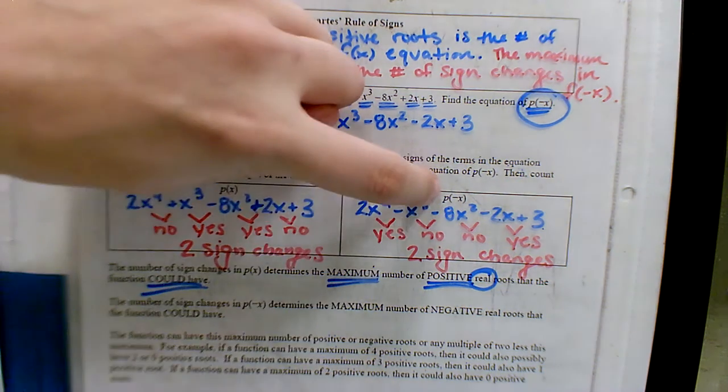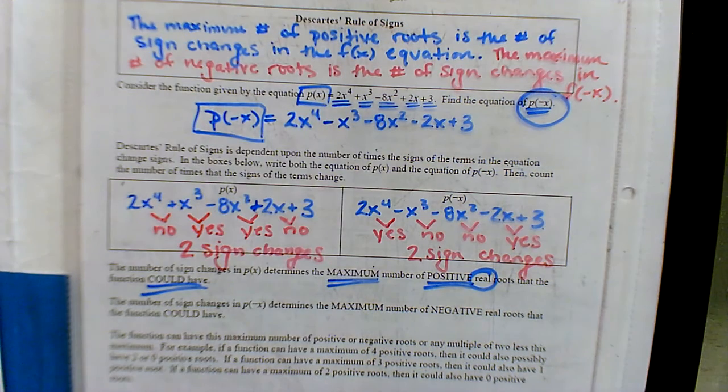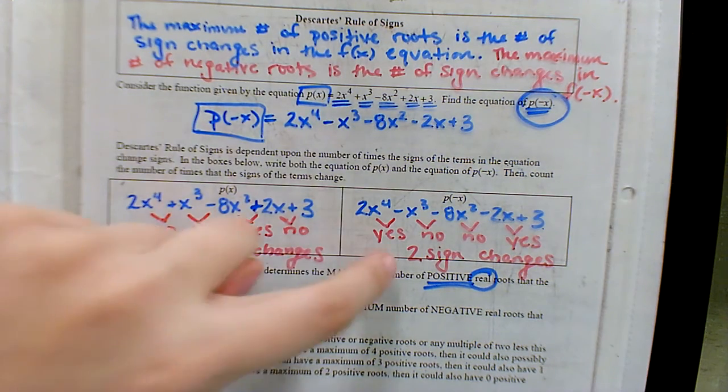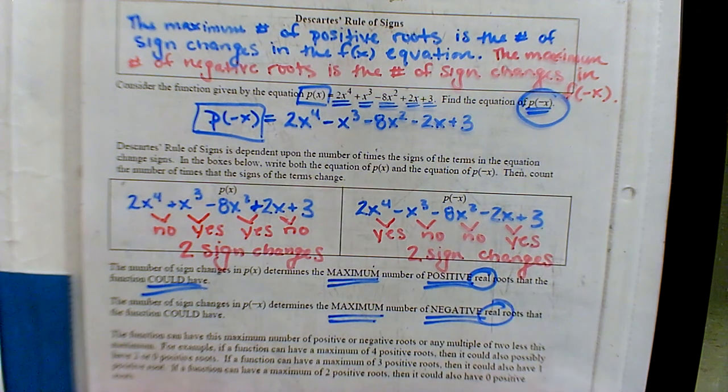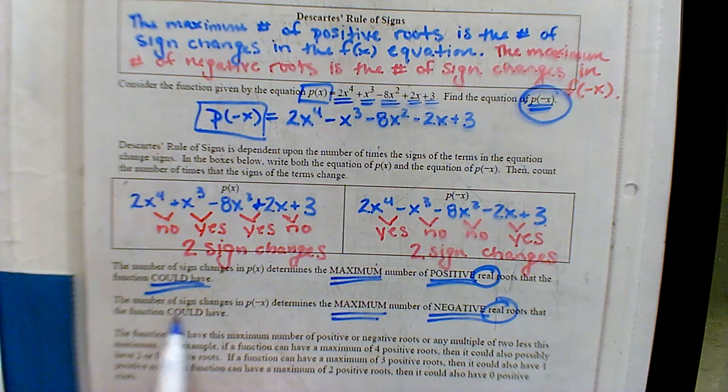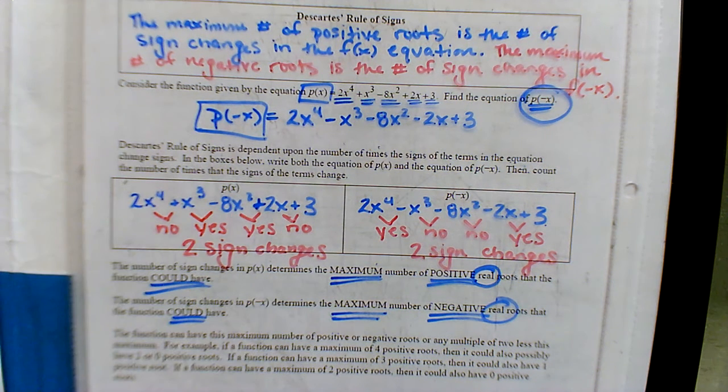Okay. Now since this was p of negative x, this is kind of the negative equation we're working with. This is signifying the maximum number of negative real roots, how many x-intercepts we have on that left-hand side that we could have. Again, you might have less, but you will not have more than 2 for this particular equation, for this graph.